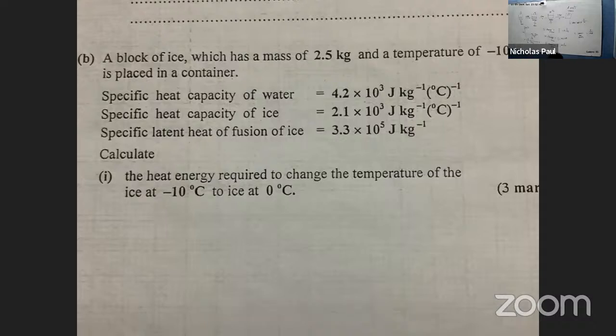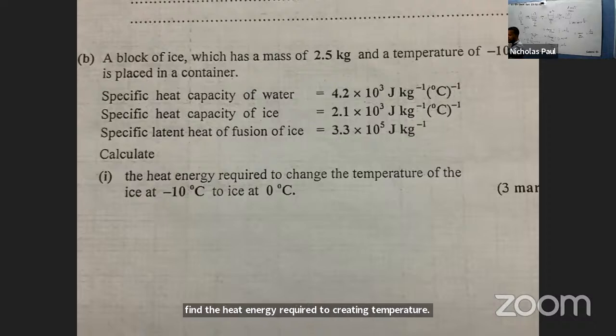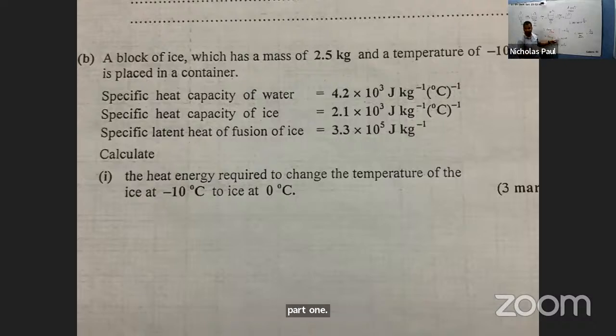Hurry up, try part one, right? Find the heat energy required to change the temperature from -10 to 0 and back as well. Part one: which formula is Lakshmi going to use? Look at it. The energy required to change temperature from -10 to 0.